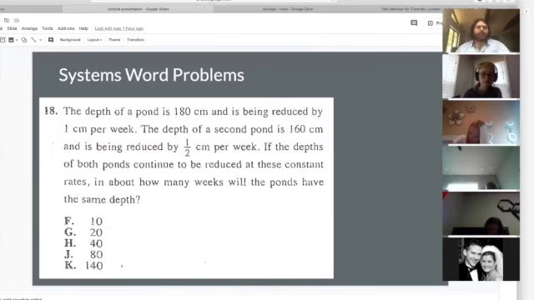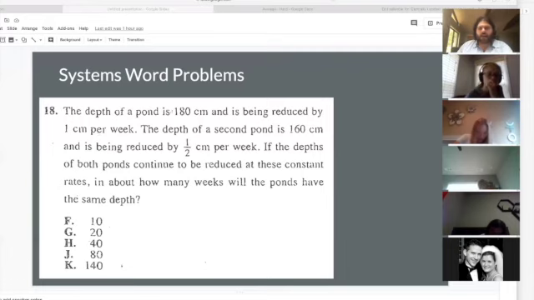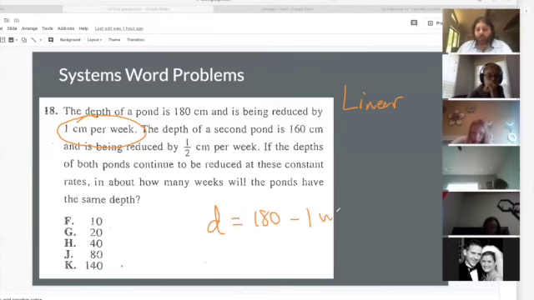Okay, that's time. So first of all, the first one is the depth of a pond is 180 and is being reduced by 1 centimeter per week. So the same amount of reduction each week means it's a linear function. So the depth is going to be 180, there's my starting point, minus 1W. You don't have to use W, you could use X and Y's, but I'm going to use W. 180 minus W. The depth of a second pond is 160 and is being reduced by a half a centimeter per week. So the depth of the second equation is going to be 160 minus 1/2 W.